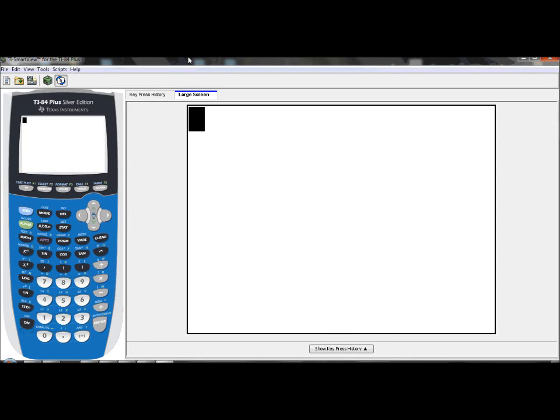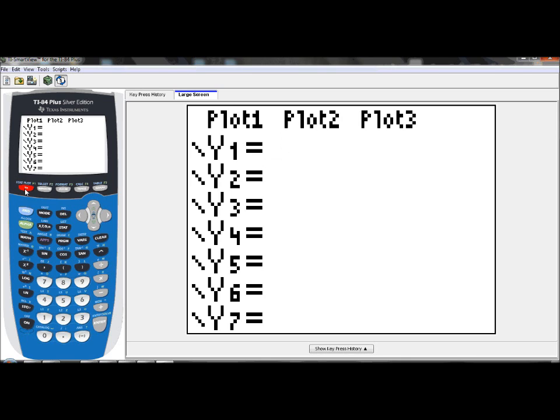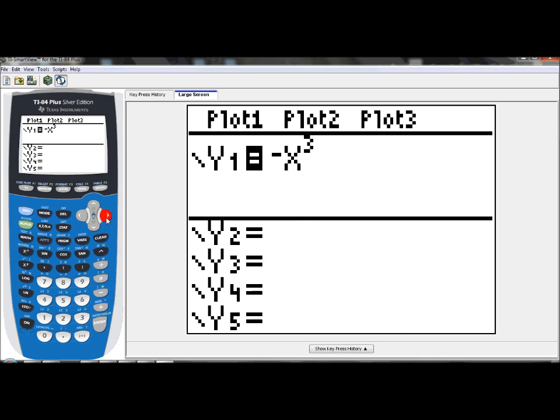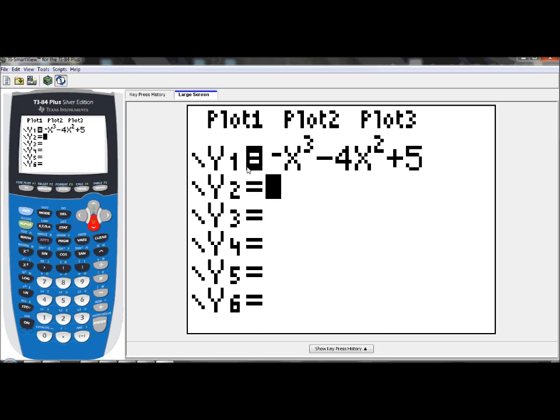In this video, we're going to continue using our graphing calculators to assist us with analyzing the graphs of polynomial functions by finding the zeros, relative minimum, and relative maximum values. So let's start with our function. Go to y equals, and we're going to type in for our function negative x cubed minus 4x squared plus 5. So make sure you have this polynomial inputted in your y1.